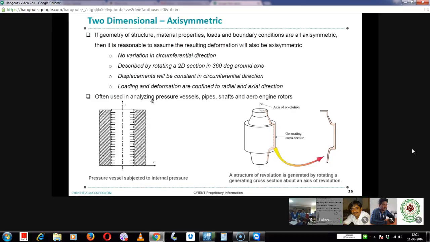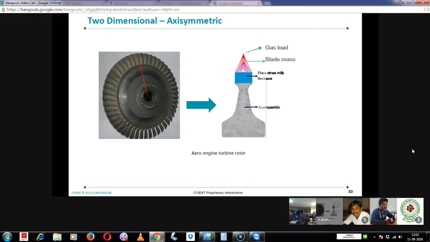So it is often used in analysis of pressure vessels, pipes, shafts, and aero engine rotors. This is one example, a pressure vessel subjected to internal pressure. This is a general representation of an axisymmetric problem. If you take a cross section of the aero engine rotor, it looks like this, and blades and other things are simulated using some assumptions.